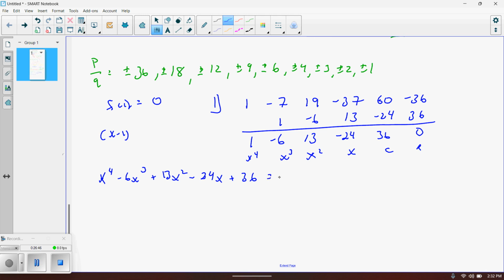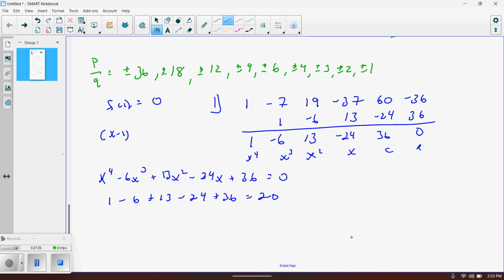So if you were to plug in 1, you'd have 1 minus 6 plus 13 minus 24 plus 36. Let's see, what is that? Negative 5 plus 13 is 8, minus 24 is negative 16, plus 36 is actually going to give you 20, which is not 0. So in this case, that one does not work. Okay, so 1 is not going to be a factor. So then you got to try a different value. You could try negative 1 and see what happens there.